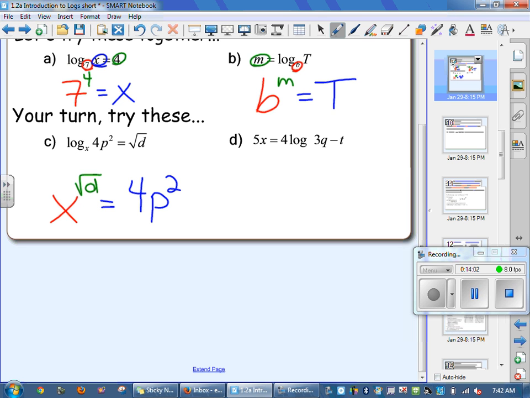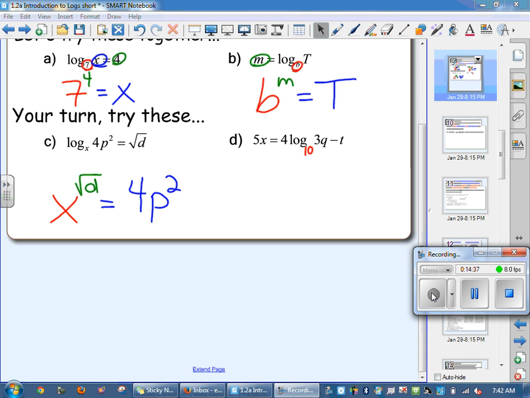Now, if you notice in letter D, there's no base written. If there's no base written, it's always a hidden 10. So, the first thing I need to be able to do is divide that 4 out. But before I can divide my 4 out, I must take a look and see. I've got a subtract t on the right-hand side. Whenever there's a plus or a minus, not something attached to the front of the log, but something at the end, we need to get rid of that, because it's not in brackets. If it was in brackets, it would belong together, but it's not in brackets.